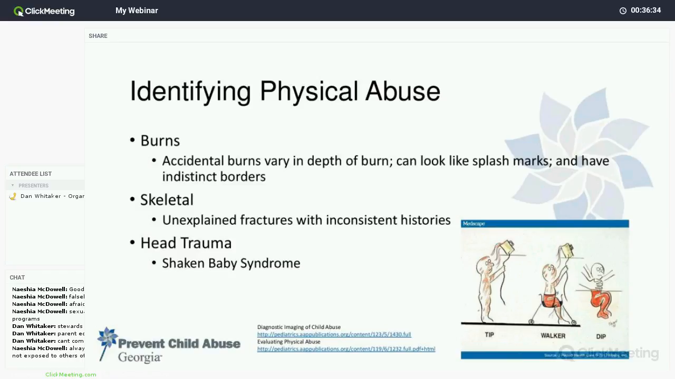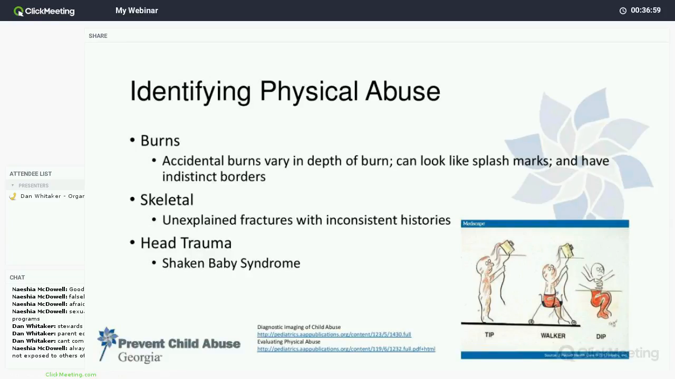Inflicted burns are more uniform in depth, and they are usually located on the buttocks, perineum, or extremities. Immersion burns into hot water or other liquid are almost always non-accidental or considered abuse, so they look like gloves or socks. These may be seen on the child's hands, feet, or buttocks. These types of abuse usually associate with potty training and the child soiling their clothes.